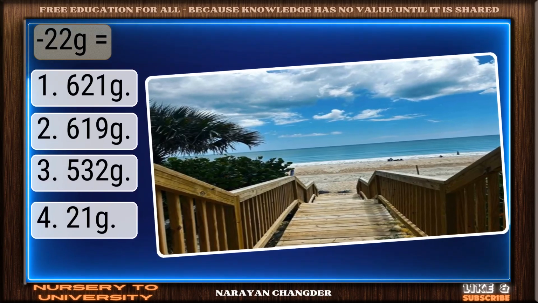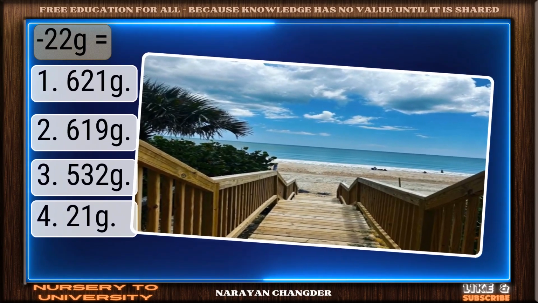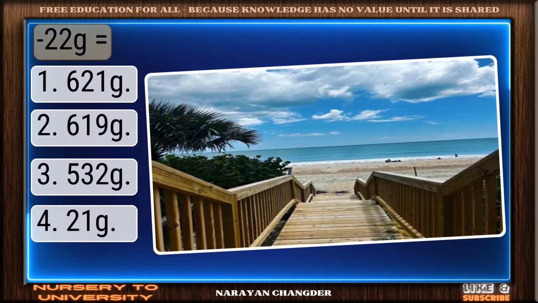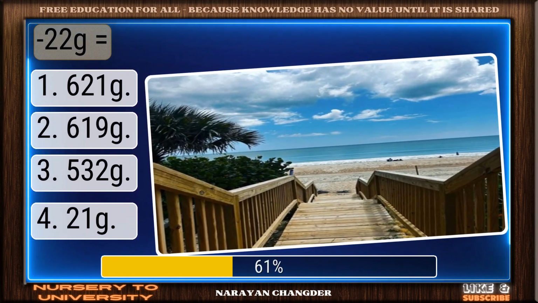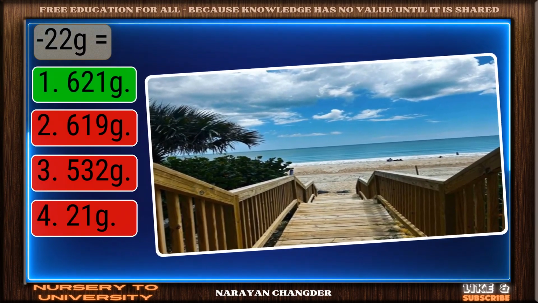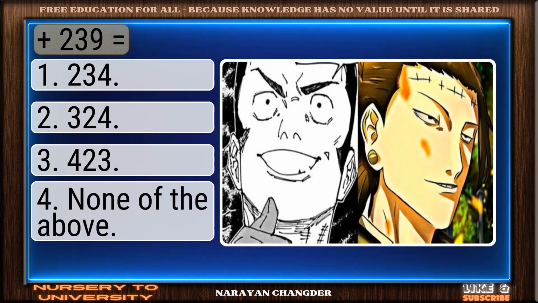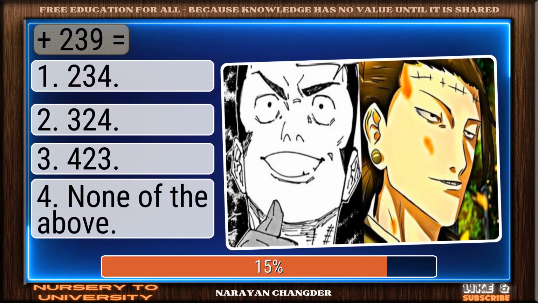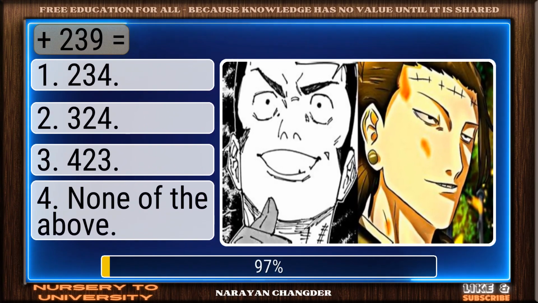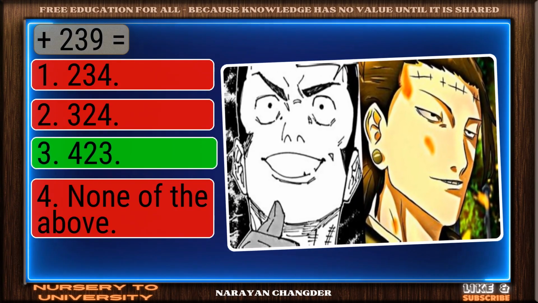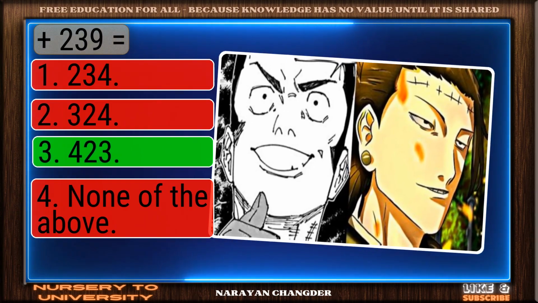Can you solve all these Class 3 Maths Chapter 8 Who is heavier questions? 22g equal to. Correct, 61 is the right answer. Plus 239 equal to. Excellent choice. 423 is the right answer.